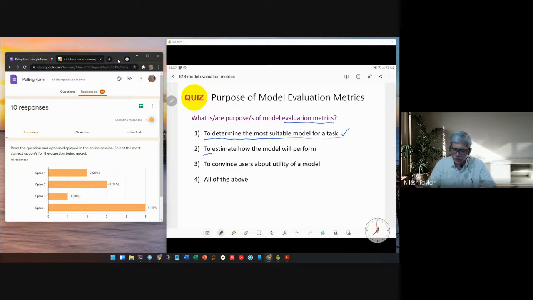The second one is sort of a corollary of the first purpose: it can be used to estimate how the model will perform. So you have obtained a machine learning model. Now, before you launch that model in the outside world, you should have some confidence that it will work for 90% of cases or 80% of cases or 50% of cases. So what is your confidence level? The score will give us a very high score.